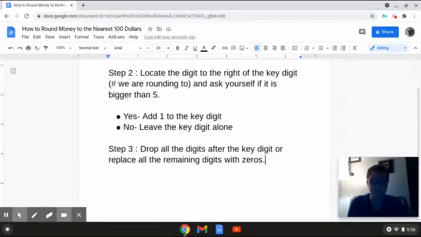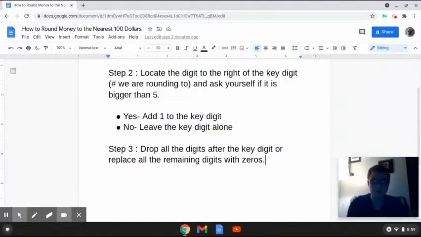And for the next few videos that I'm going to be making, we're going to be using IXL. So as I said, we're going to be learning about how to round money to the nearest $100, and we're going to be focusing on steps 2 and 3. So step 2, we're going to be locating the digit to the right of the key digit, which is the number we're rounding to, and asking ourselves if it's bigger than 5. If it is bigger than 5, we're going to add 1 to the key digit, but if it's not bigger than 5, we're going to leave the key digit alone. And step 3, we're going to be dropping all the digits after the key digit, or replacing all the remaining digits with zeros, depending on the problem.